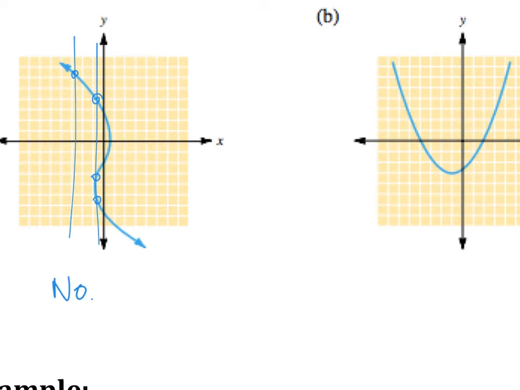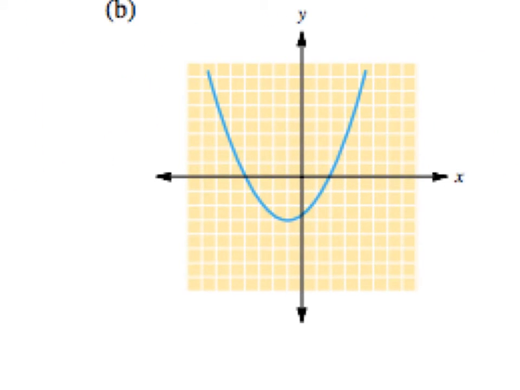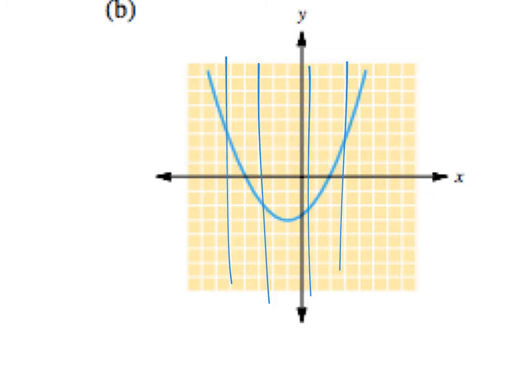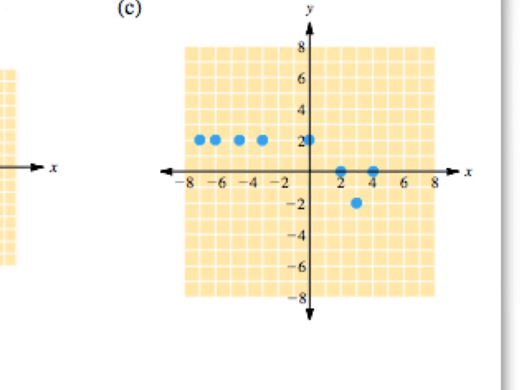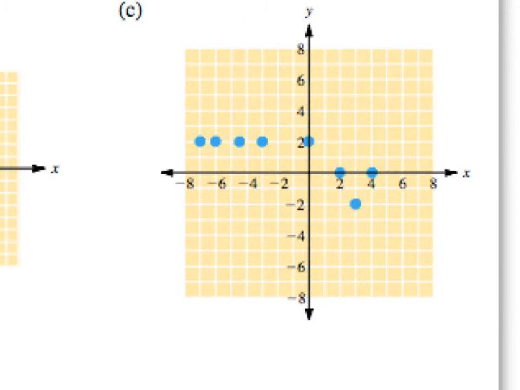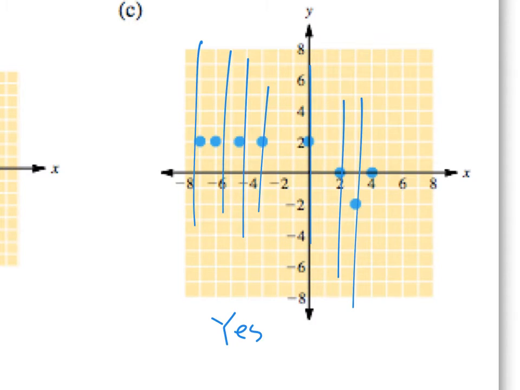All right, how about B? Yes. So no matter where I draw a line, it's always going to only pass through 1 point. So that is, yes, a function. What about this one? Yes. Okay, this, no matter how I draw it, I also only go through 1 point.